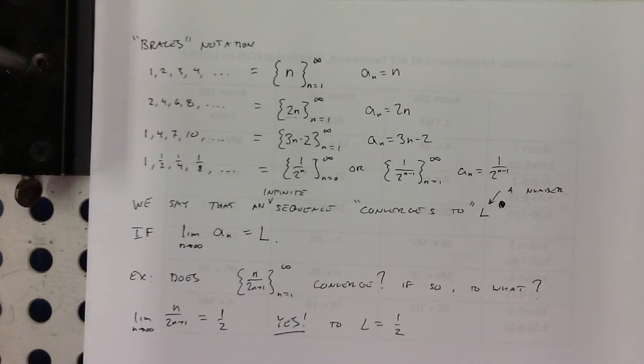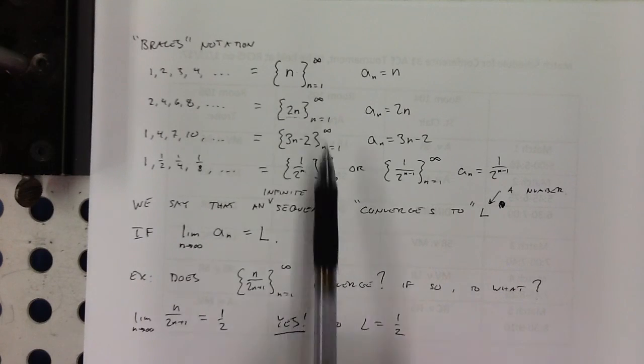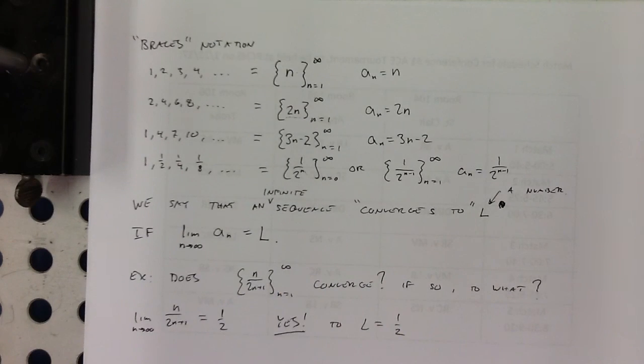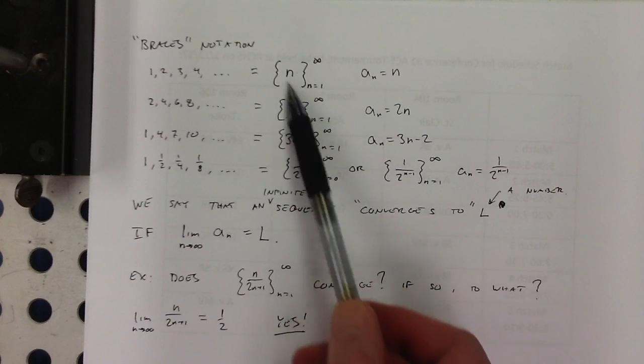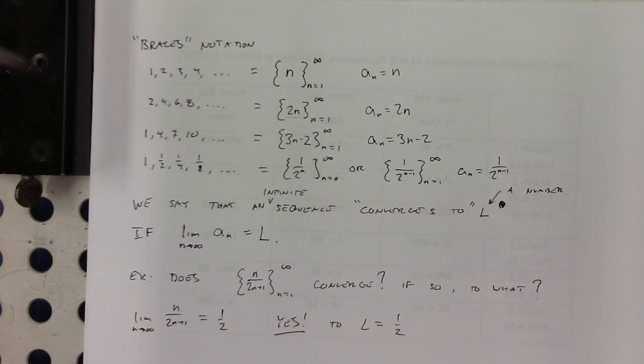All right, so you can try the homework problems. They're not terribly challenging. I think you just got to make sure you understand this notation and how to go from a list of numbers to writing the general term like this. And should be good.